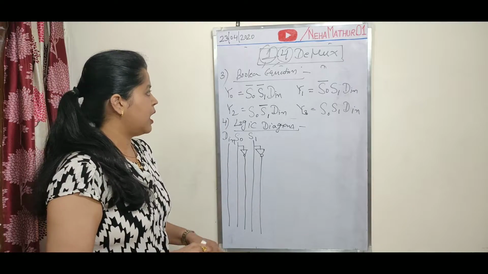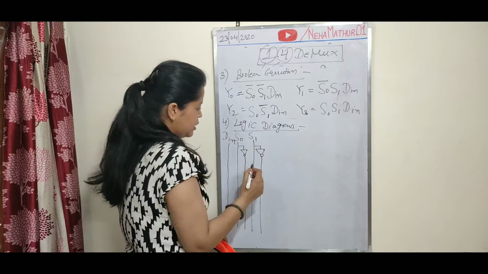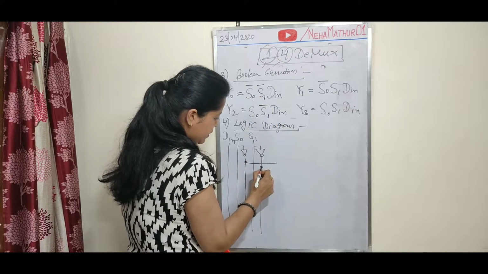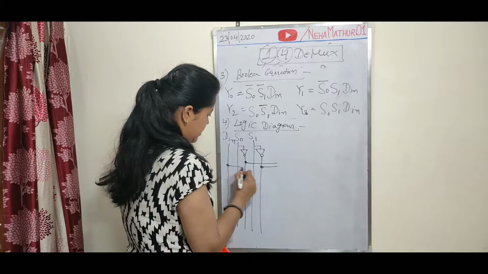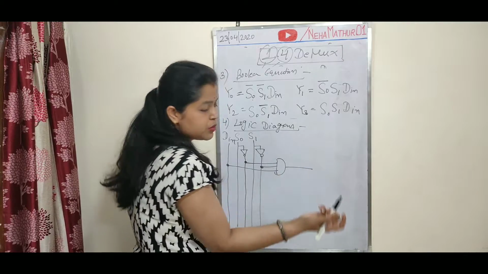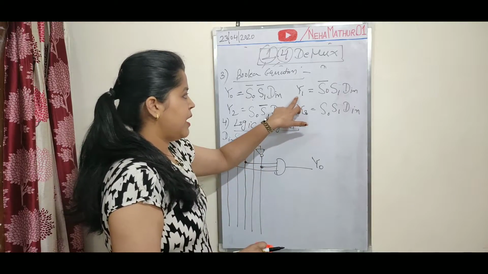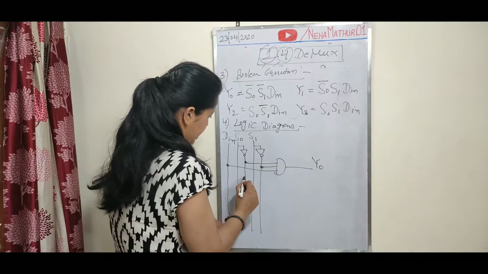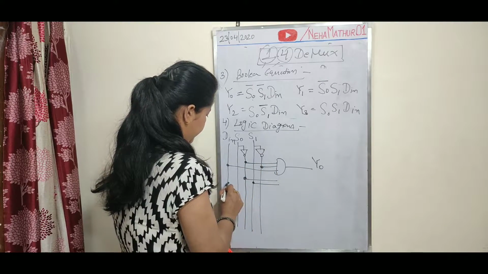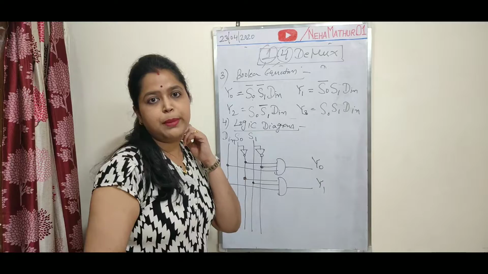Fine. Now start from the first equation. The first equation is S0 bar. So I am taking a connection from S0 bar multiplied by S1 bar and Din. All these 3 variables are multiplied over here, and for their multiplication I am using an AND gate, and the output is Y0. Similarly, Y1 is equal to S0 bar S1 Din. So AND gate, and again its output will be Y1.